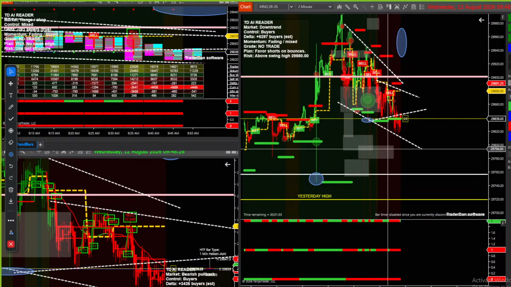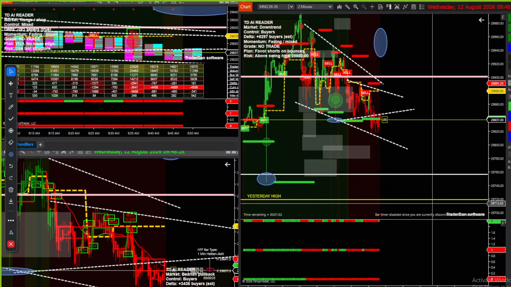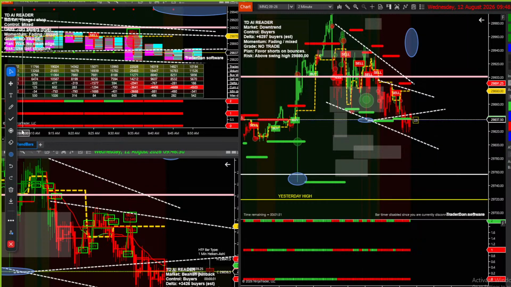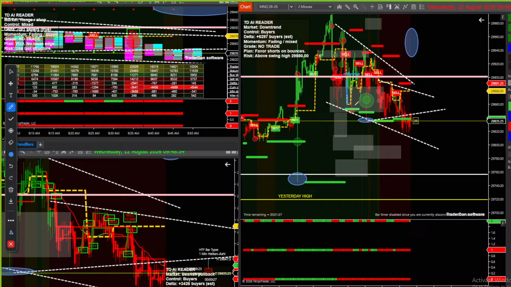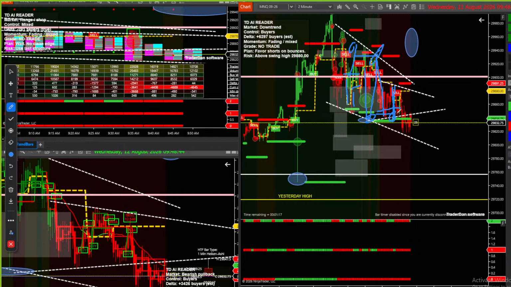But the whole concept is a lot of people make money today because what they do is they short, right? They'll short. They'll take some money. They'll buy. They'll go back into the range. They'll short. They'll go back into the range. They'll buy. They'll go back up. They'll short. But eventually they short or they go long and the market goes against them, right?